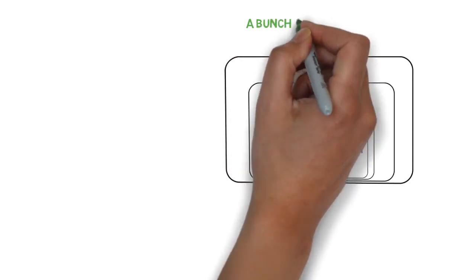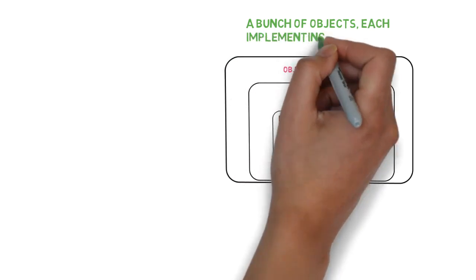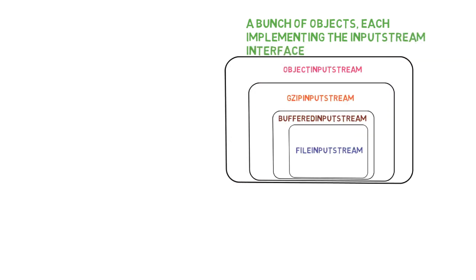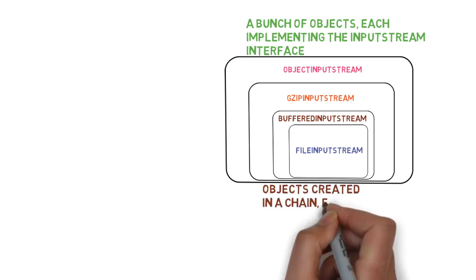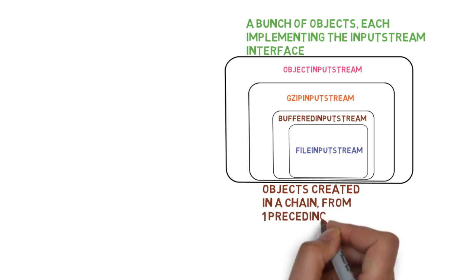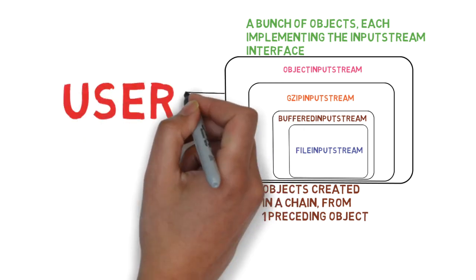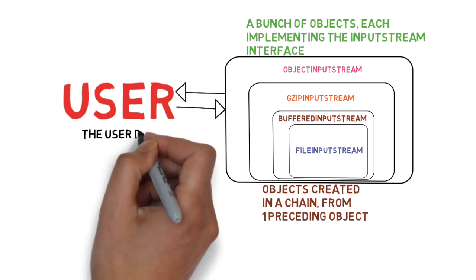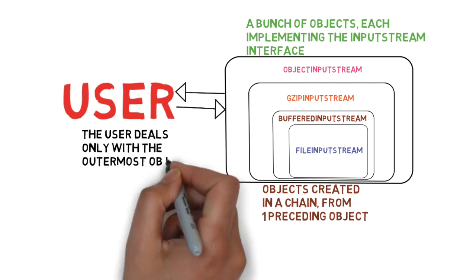Now, all of these objects implement the input stream interface. These are the layers of the onion. Each of these objects can be created in a chain from one preceding object of the same type. The buffered input stream is created using a file input stream. Gzip input stream is created using a buffered input stream, and so on and so forth. As a user, you only ever interact with the outermost object, which in this case is the object input stream. So the user only interacts with the head of a chain, if you assume this as a chain rather than layers.